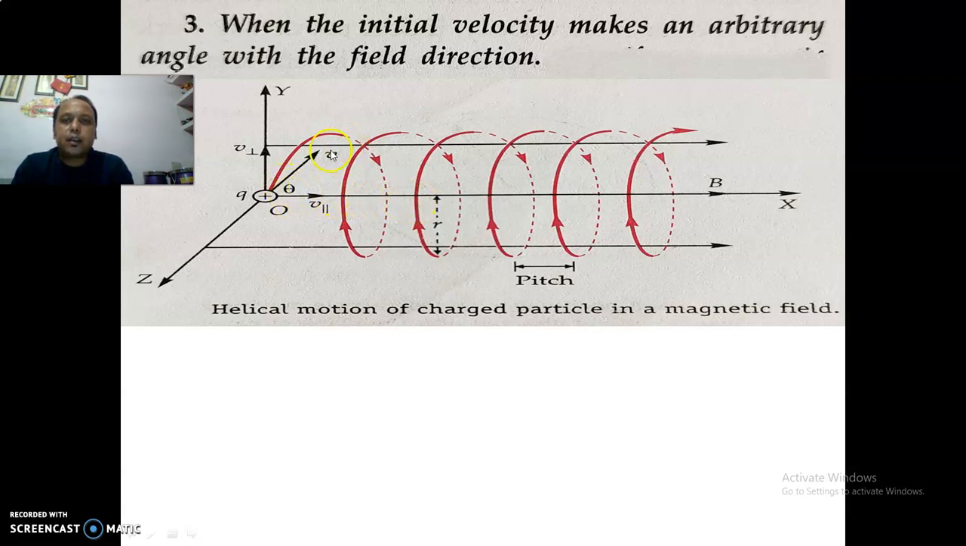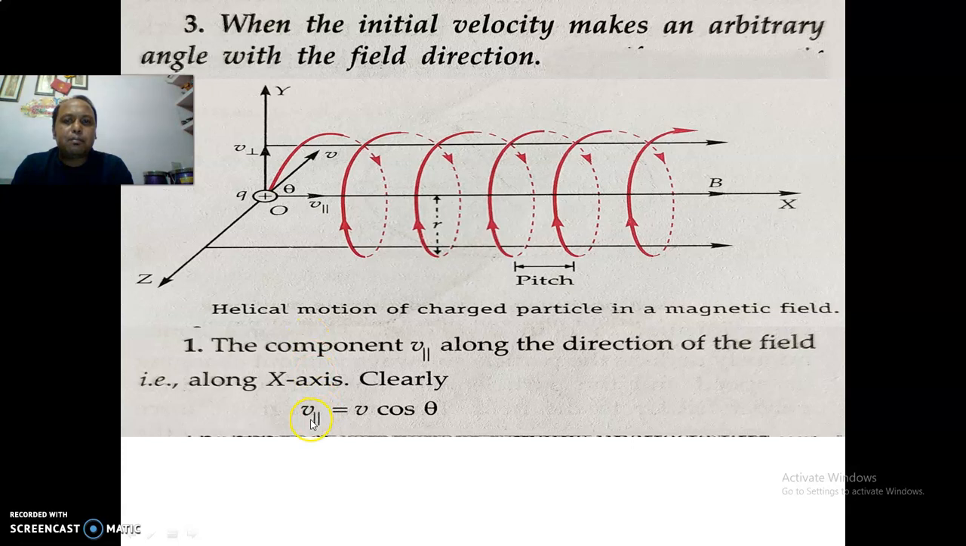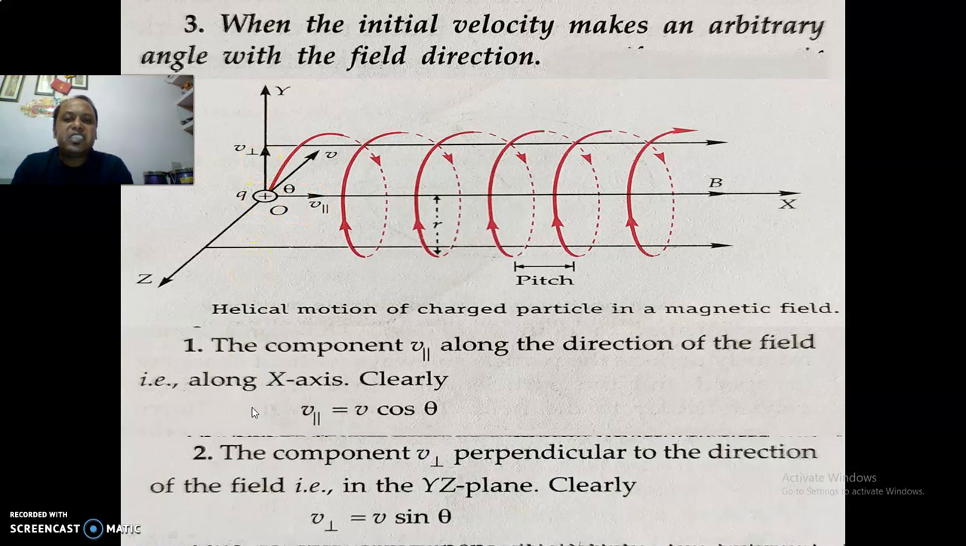So the velocity will have two components. One along the direction of the magnetic field, which will be v cos theta, and perpendicular to the magnetic field, which will be v sin theta. So you can see here the parallel component, that is parallel to the magnetic field, is v cos theta in this direction, and perpendicular to the magnetic field is v sin theta.